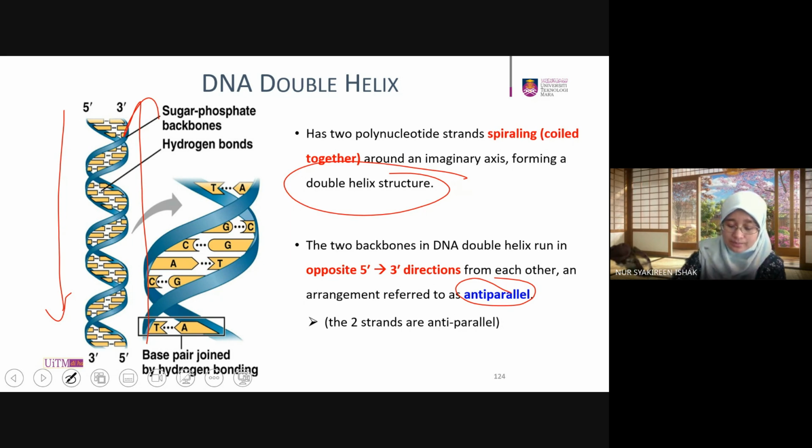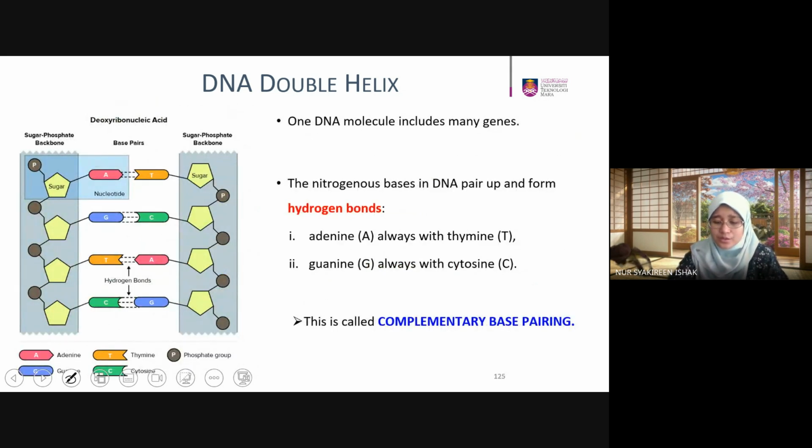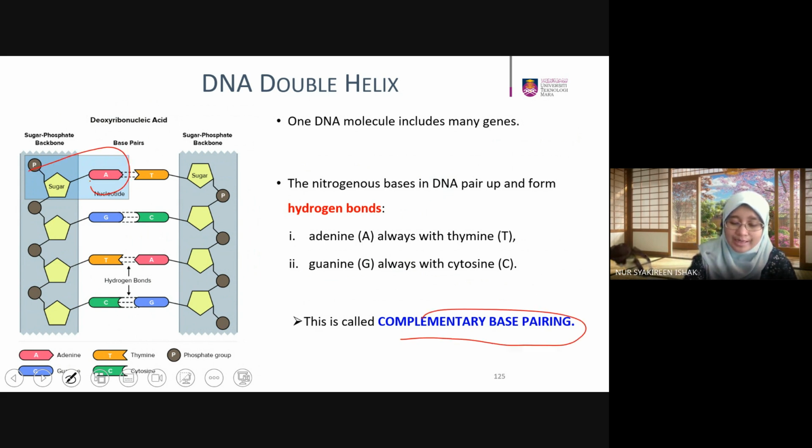As you can see, the two strands are held by hydrogen bonds. So adenine with thymine, guanine with cytosine. This explains the complementary pairing. We call it complementary base pairing. So if one strand has adenine, the other strand will be thymine. If one strand has guanine, the other strand will have cytosine. The bond between the bases, adenine and thymine, will have 2 hydrogen bonds. Guanine and cytosine will have 3 hydrogen bonds.